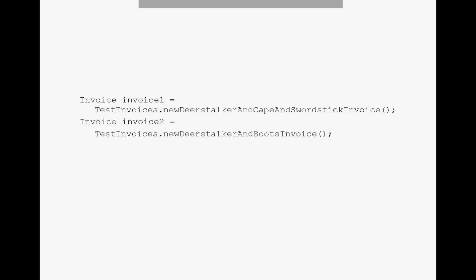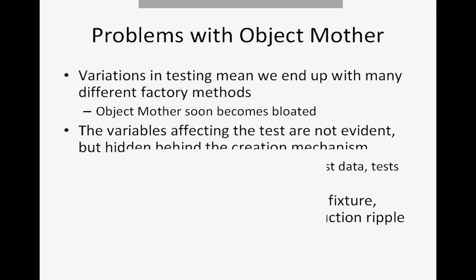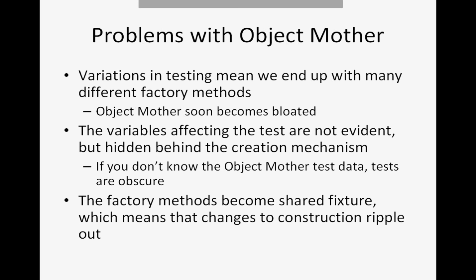I was obviously watching Sherlock at the time, I think the last series. You can see we've got a static method that we're calling on a class, saying give us back an instance of an invoice for a deerstalker and cape and sword stick, or a deerstalker and boot. So you can see we're being expressive about what's inside the returned objects that we're using in our tests.